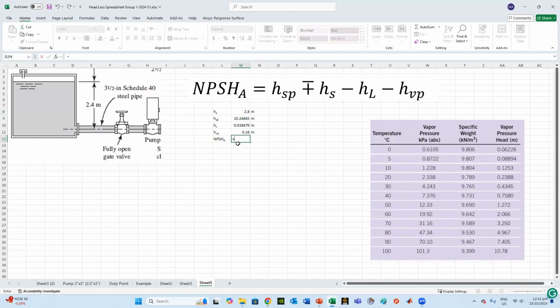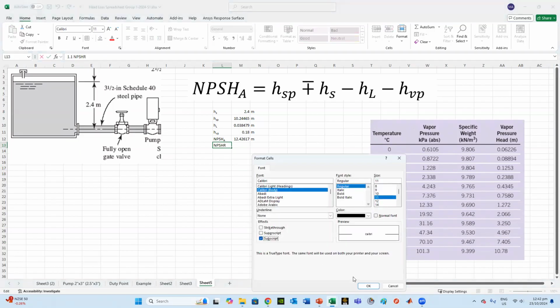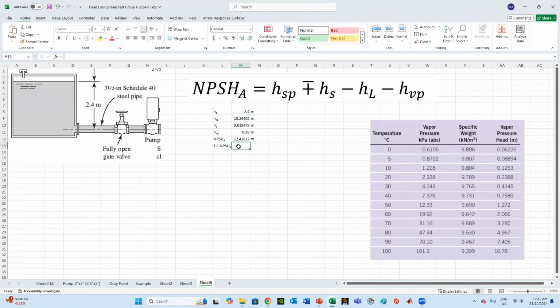Now in the equation, I will follow the following. This one plus HS minus HL minus H vapor. Following exactly the equation, and then you get the answer in meters, which is 12.426. That's the net positive section head available. Now the textbooks assumes 1.1 net positive section head required. I'll put that one here, subscript. It's equals to the value.